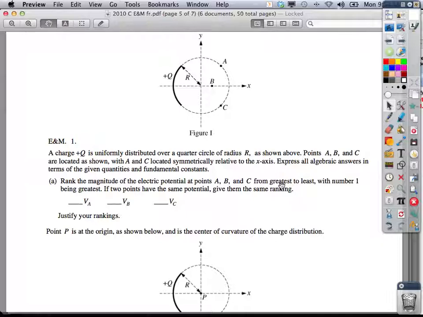Yeah, KQ over R. So, if this is the same Q, that means that should be the same for all three, so then it's a function of R. Therefore, B should be greatest, and then A and C should be second. And they should be equal because they're both the same average distance.